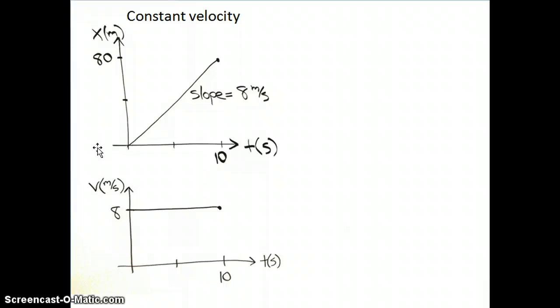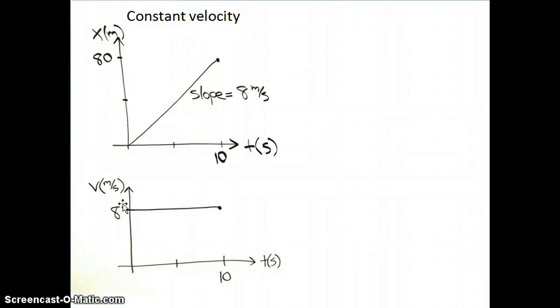So if we look at this particular example, we go to a time of 10 seconds and we see the position is changed by 80 meters. So we look at the slope for that and we have 8 meters per second. And from this we defined what the velocity was. From here we can go and graph the velocity versus time curve. And going to 10 seconds again, we use this slope to show a constant velocity of 8 meters per second.